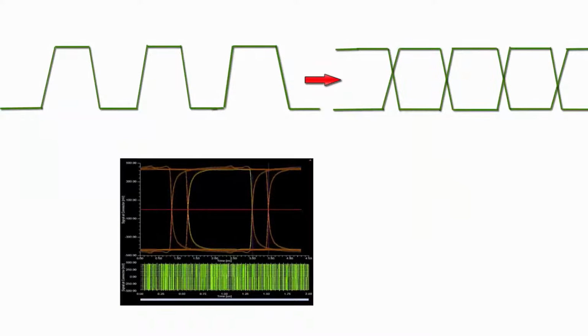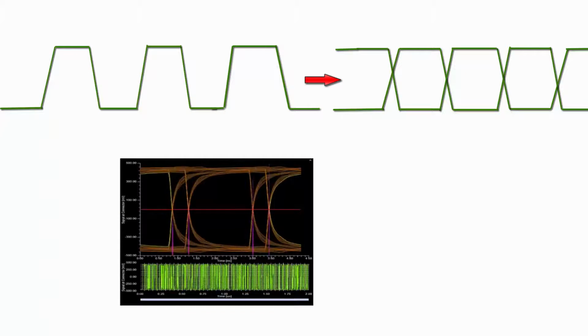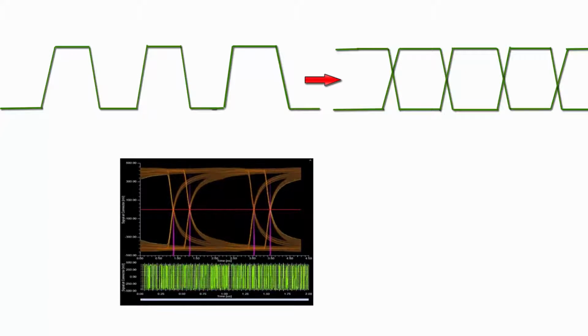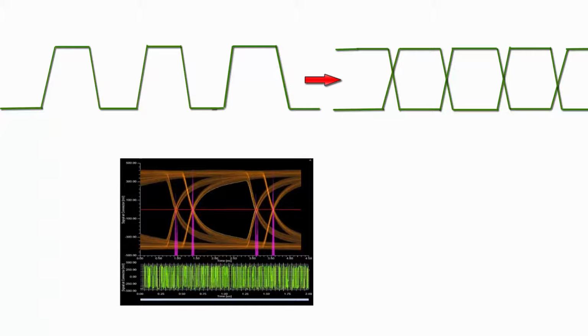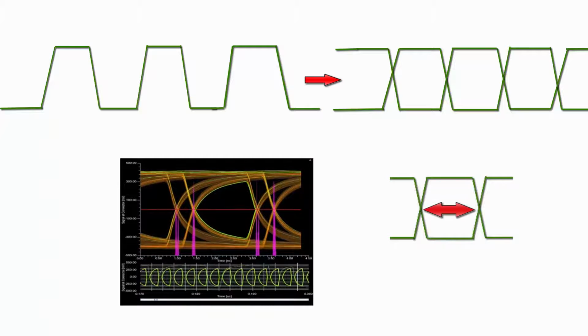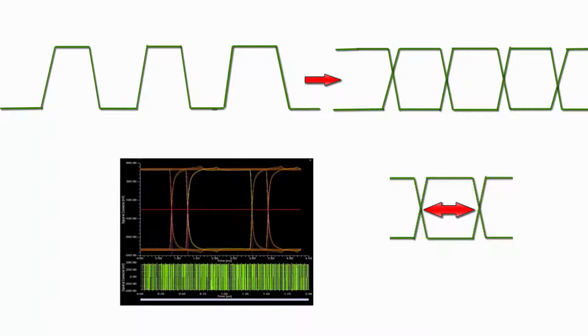An eye diagram is a common measure of signal quality. It is constructed by folding the received bit stream on the unit interval so that the rising and falling edges cross. The width of the eye between crossing times is a measure of signal integrity. The wider, the better.